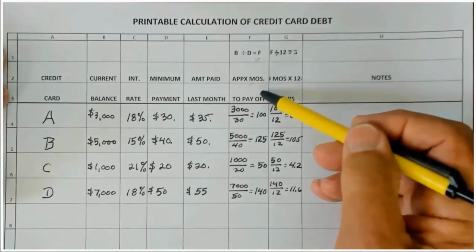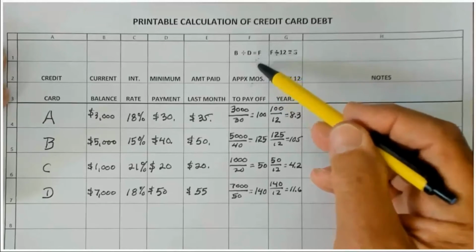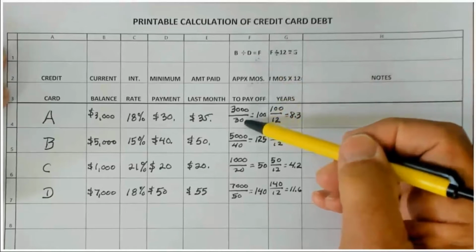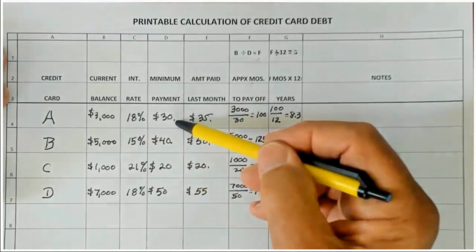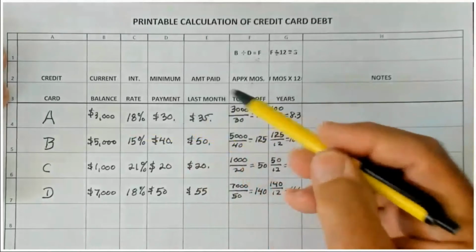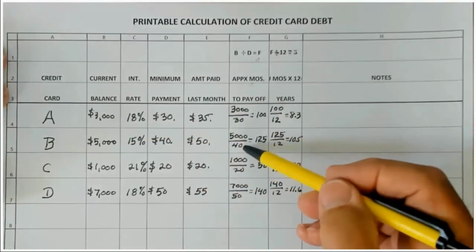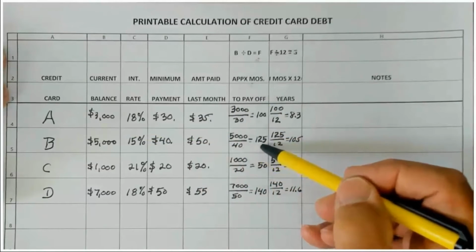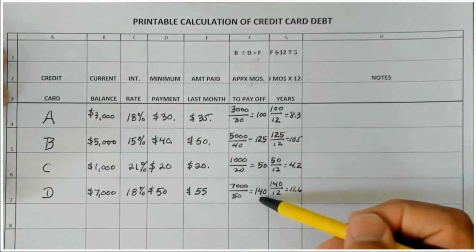In column 6, which is F, using the formula at the top of the column, divide the balance in column 2 by column 4. So it's a $3,000 balance divided by $30 as the minimum payment, and requires 100 months. In column B, it's 5,000 divided by 40, or 125 months. Here it's 50 months and 140 months.